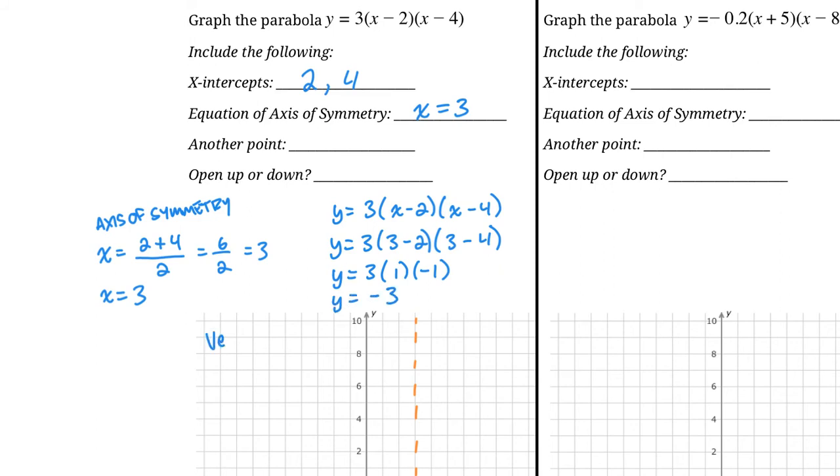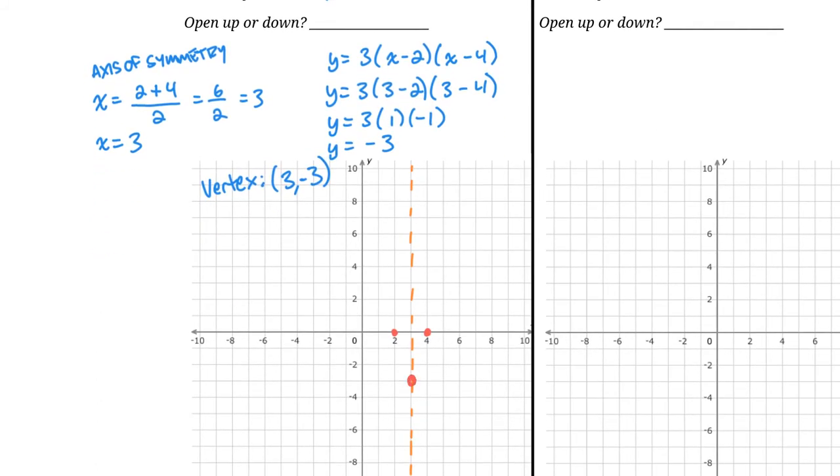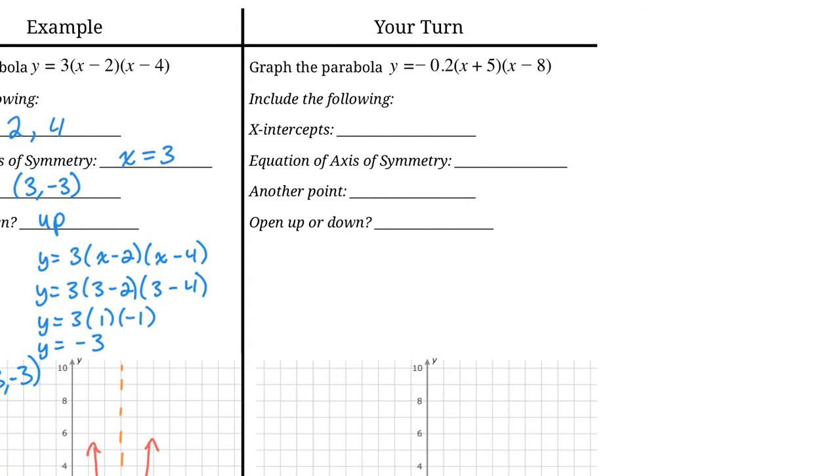So that means our vertex is the point 3 and negative 3. And that's another point that's on the graph. And we can plot that point here in our graph. So that point is right over here. So we can roughly draw the sketch of our parabola using those 3 points. And looking at this, we can see that our parabola does open upwards. And now you should be able to try the next one on your own. So pause the video and come back when you're ready to check the answer.